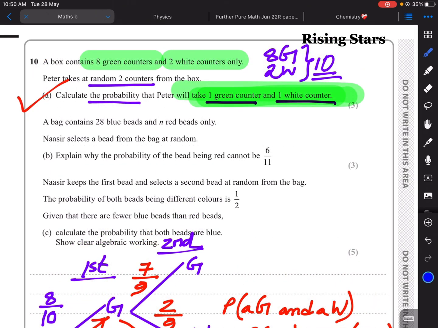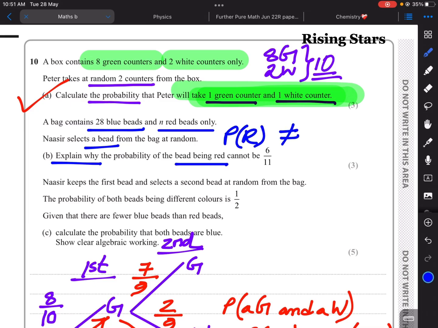The second part tells that a bag contains 28 blue bits and n red bits only. Nasir selects a bit from the bag at random. একটা করে bit নিচ্ছে, unlike the last time সেখানে সে দুটো করে counter নিচ্ছিল. So the question is, we have to explain why the probability of the bit being red cannot be 6/11. This is the question basically.